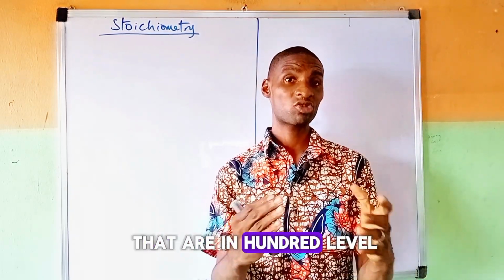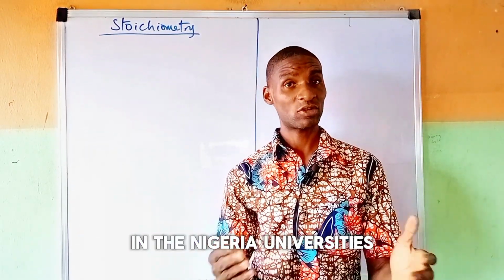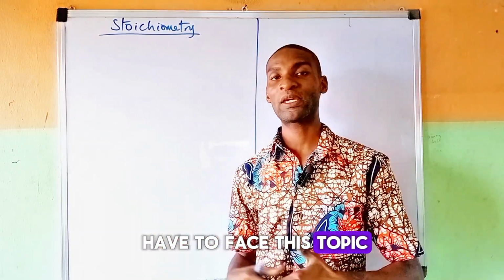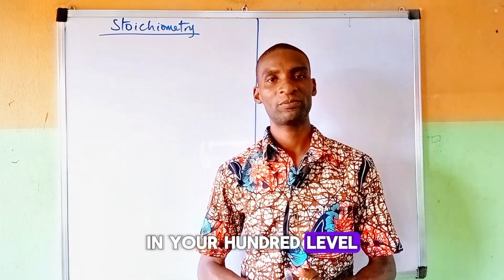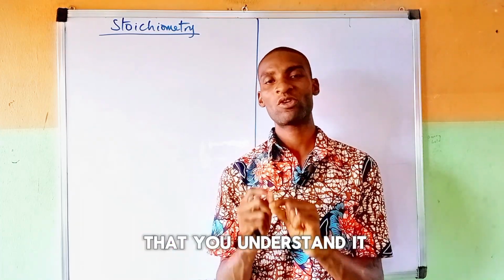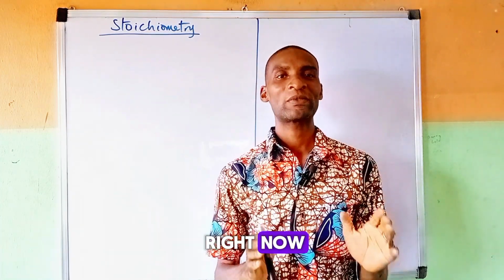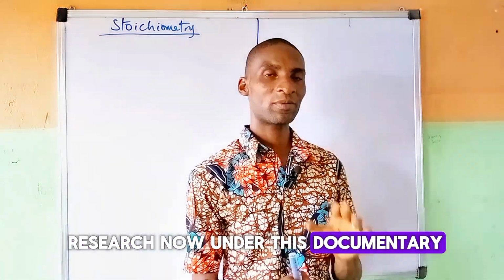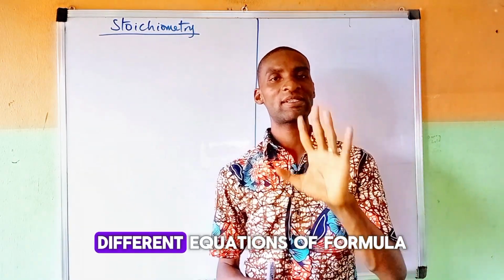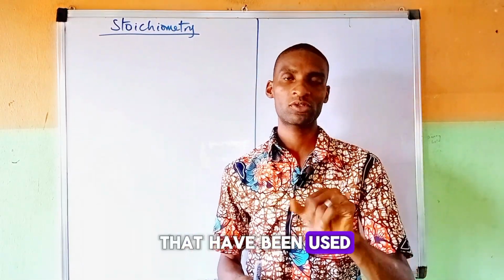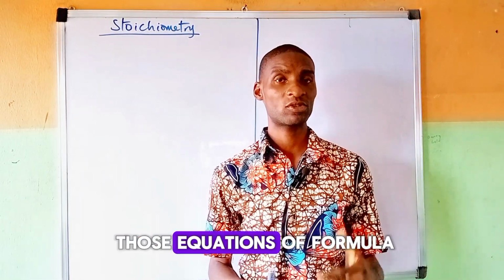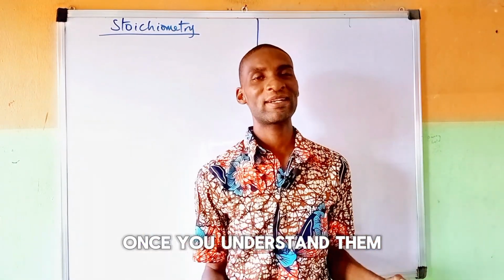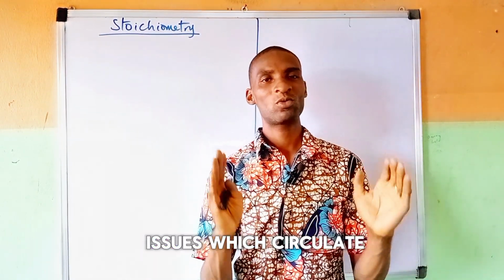Even for those in 100 level in Nigerian universities, your first year in school, you are going to have to face this topic in your 100 level chemistry. So it's very important that you understand it right now. Once you understand it, it is settled. Now, under this stoichiometry, I'm going to give you 5 different equations or formulas that you're going to use. Once you can master those equations, we will look at how we can apply them. Once you understand them, you will have no issues with stoichiometry.